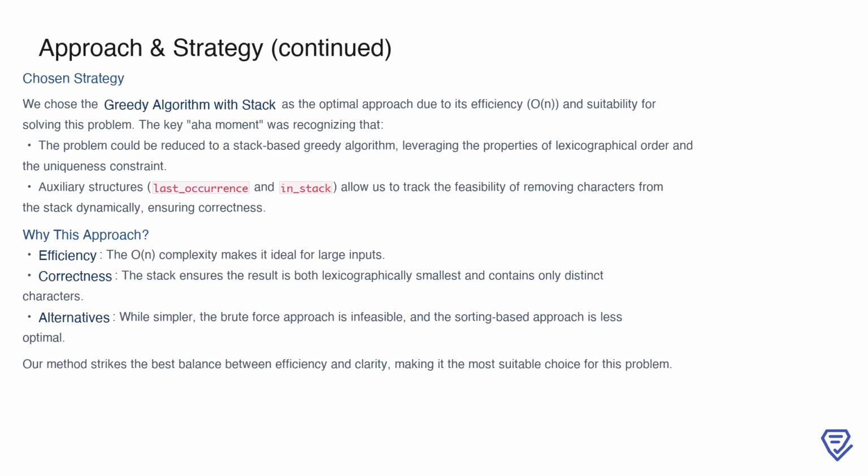The chosen strategy for this problem is the greedy algorithm with a stack, as it strikes the perfect balance between efficiency and correctness. The breakthrough insight here was recognizing that we could reduce the problem to a stack-based approach by leveraging the properties of lexicographical order and the uniqueness constraint. Using the last occurrence map, we dynamically ensure that removing a character from the stack is safe, while the in-stack set prevents duplicates. This guarantees that the resulting subsequence is both valid and lexicographically smallest.